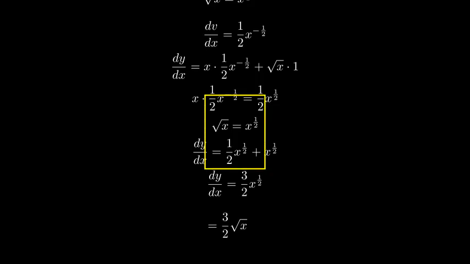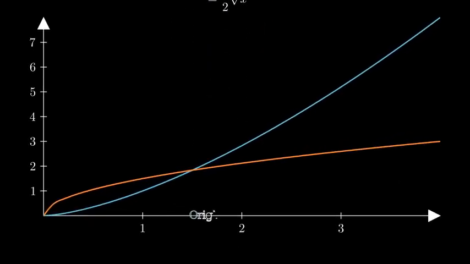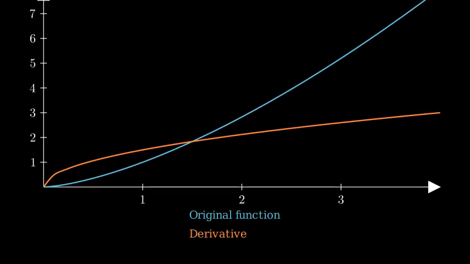Let's visualize both the original function and its derivative. The blue curve shows our original function x times square root of x, and the orange curve shows its derivative 3/2 times square root of x.